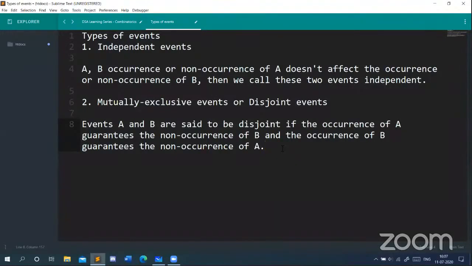If I am selected in the team, so if I am a part of the team, then it is guaranteed that I will not be a part of the team, right? I hope that not part was clear for everyone, right? So that's one thing.